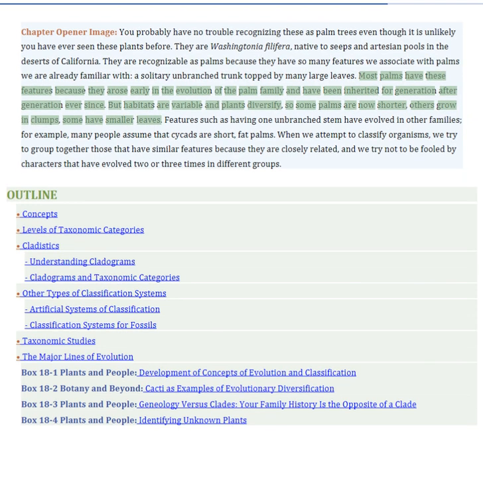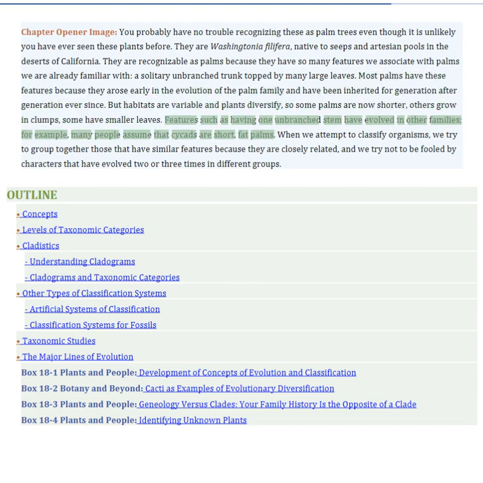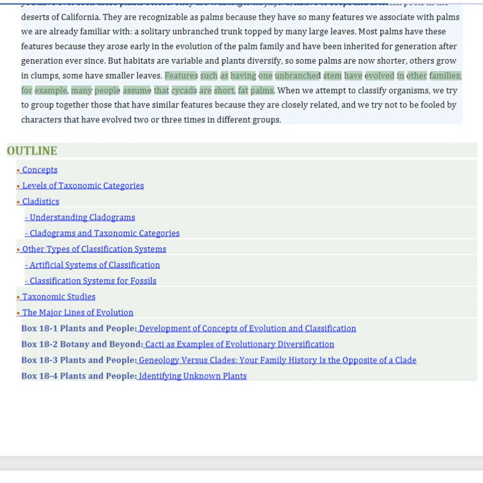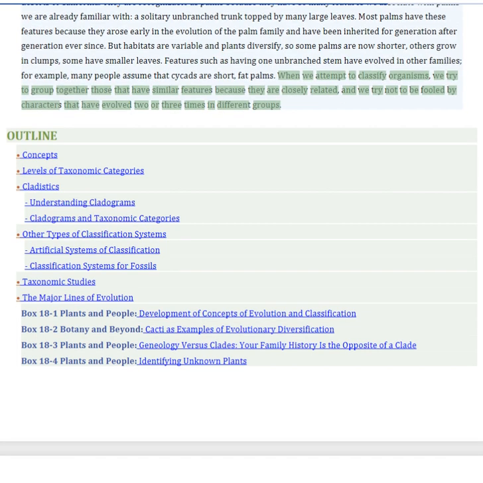Most palms have these features because they arose early in the evolution of the palm family and have been inherited for generation after generation ever since. But habitats are variable and plants diversify, so some palms are now shorter, others grow in clumps, some have smaller leaves. Features such as having one unbranched stem have evolved in other families. For example, many people assume that cycads are short, fat palms. When we attempt to classify organisms, we try to group together those that have similar features because they are closely related, and we try not to be fooled by characters that have evolved 2 or 3 times in different groups.